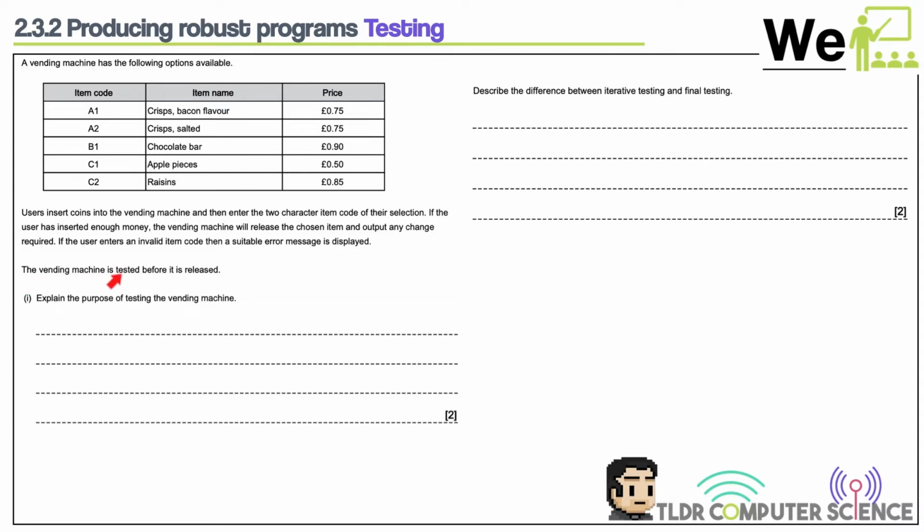The vending machine is tested before it's released. Explain the purpose of testing the vending machine. In this context, we can give reasons as to what testing is and why we do testing, but we also should try to link it in some way to the vending machine. So let's have a think about some of the things we might want to say. What is it we're trying to achieve when we're testing?